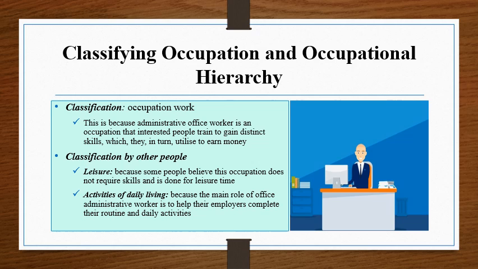I classify this occupation as occupation work because, being an administrative office worker, you must be trying to gain more knowledge and skills, which you will in turn utilize to earn money. Other people may classify this occupation as a leisure activity because they believe working in an office does not require skills and the activities can be done during leisure time and perhaps at home. Others can classify this occupation as activities of daily living because they believe administrative office workers have a day-to-day role to help their employer perform their routine activities.